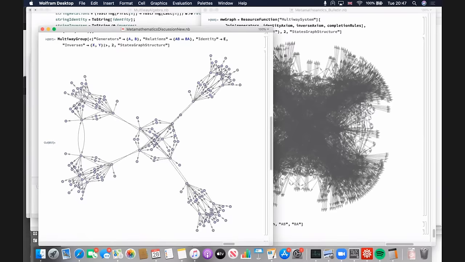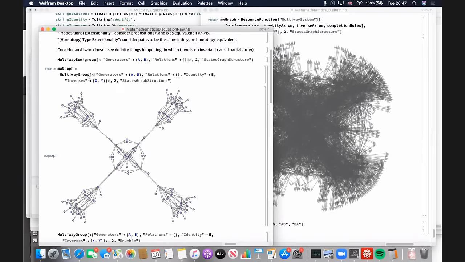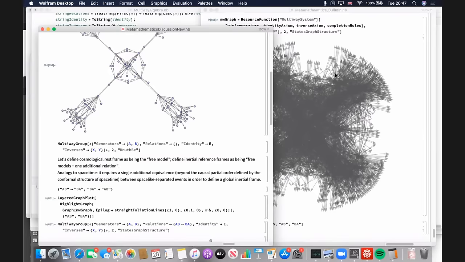Again, preaching to the converted, I know, but the nice thing about these objects is that ultimately they don't make a distinction between the group axioms and the relations, just like multiway systems don't make a distinction. In fact, they don't make a distinction with the generators either. The generators are just unidirectional relations. And so once you've generated the Ruliad multiway system for some model of computation, it kind of doesn't matter what the underlying model of computation was. By the time you've generated this thing, it doesn't matter what the underlying axioms were.